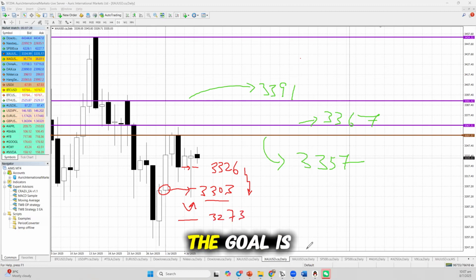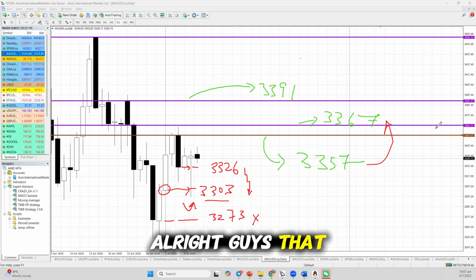Okay, so if the goal is to plunge below 3303, we can see all the way down to 3273. Now that is a very low level if you ask me, so I don't think this will hit unless something really crazy happens. So I think my better bet is here, 3367. All right, I think this will be a better bet for the long term if you ask me as a trader. Okay, all right, guys, that will be all for today's revision.